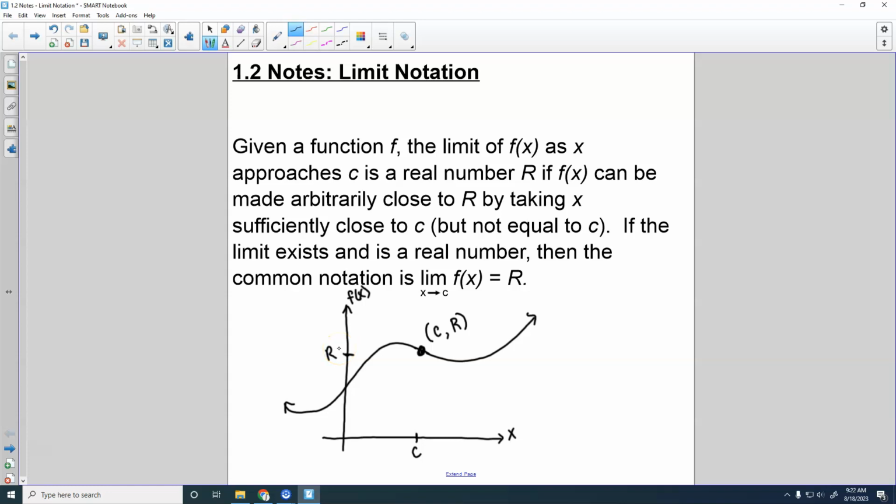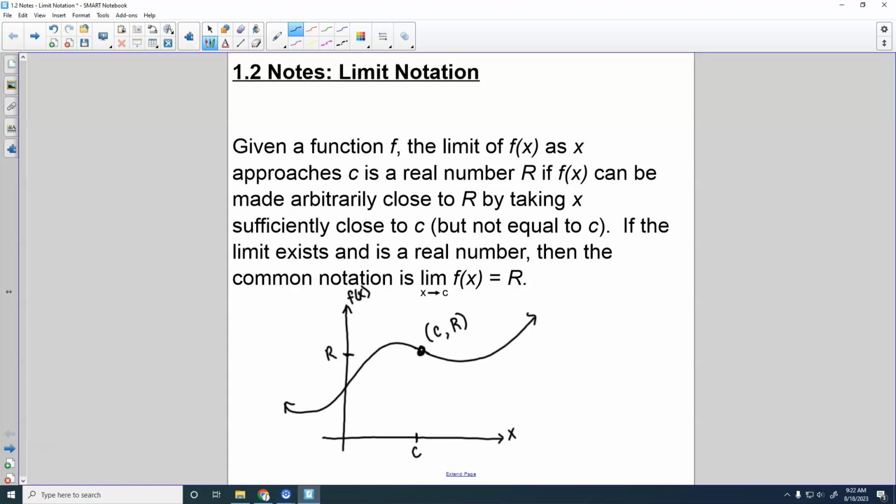Now, this particular graph, I have a closed circle right there. You could actually go to that point, right? So as our x gets closer and closer to C, the y value gets closer and closer to R.